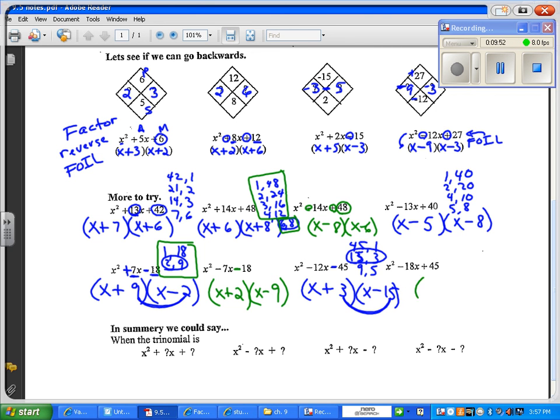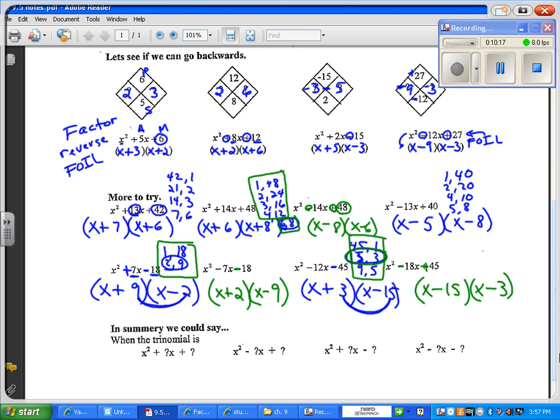Okay, last one here. X in each, both negative. They'll multiply to give you positive, and then they'll add up to give you a negative. 45, we already listed the factors. The two that will add up to a negative 18 right here: if you make it a negative 15 and a negative 3, those multiply to give you a positive 45. They add up to a negative 18.